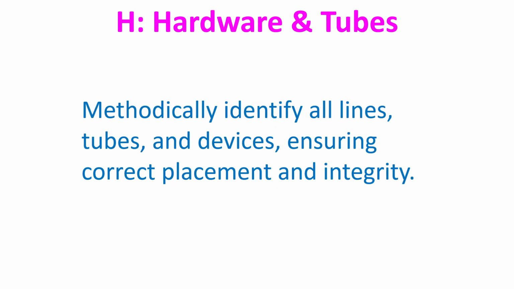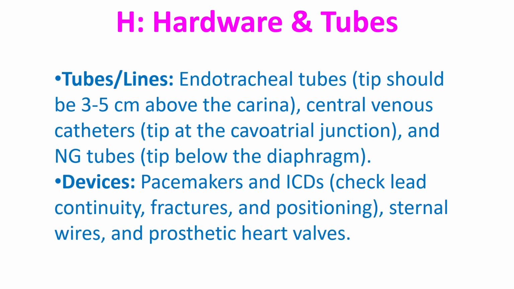H for hardware and tubes. Methodically identify all lines, tubes, devices, ensuring correct placement and integrity. Tubes and lines. Endotracheal tubes. Tip should be 3 to 5 cm above the carina. Central venous catheters. Tip at the cavo-atrial junction. And nasogastric tubes, tip below the diaphragm.